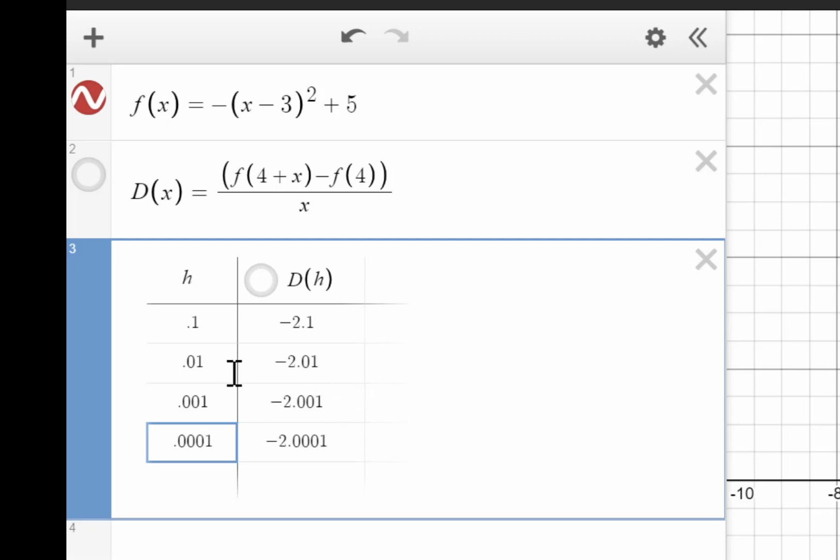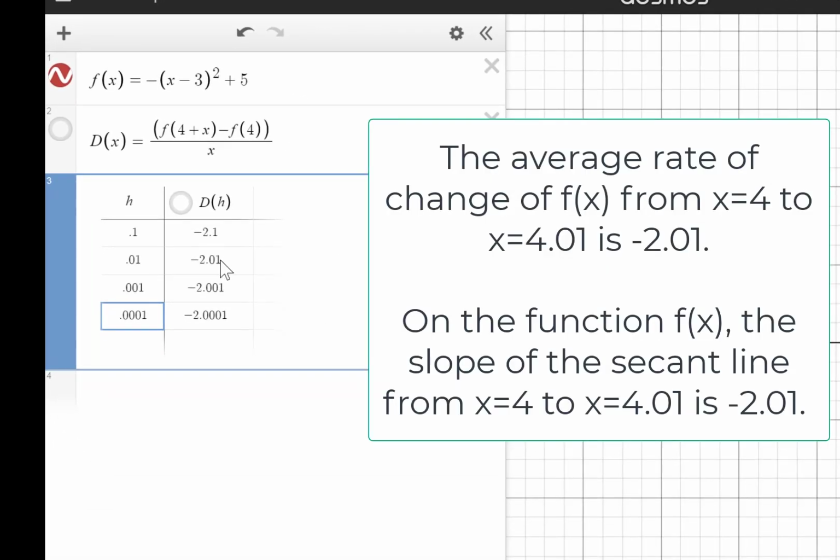Let me just take the second row of this table and make sure we're clear on what that means. The second row of this table, 0.01, output negative 2.01. That means the average rate of change of f of x from x equals 4 to x equals 4.01 is negative 2.01. The slope of the secant line from x equals 4 to x equals 4.01 is negative 2.01.